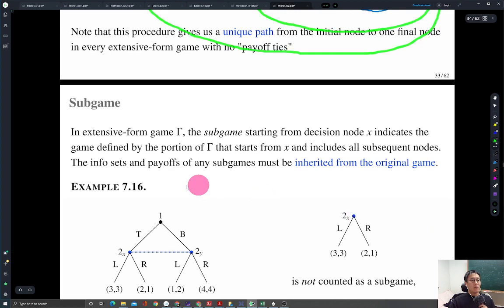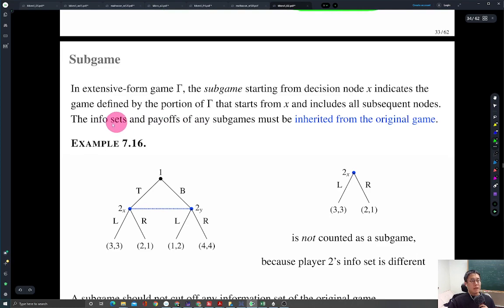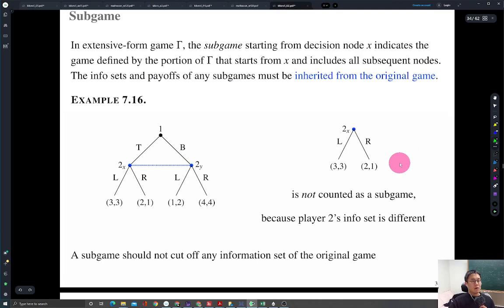But one thing we should be careful about with this subgame is that the information set must be inherited from the original game. This point can be illustrated by this example. Suppose that we have this extensive form game. Player 1 first chooses between T and B, and player 2 cannot observe player 1's behavior. So player 2 cannot distinguish these two decision nodes, so they are put in the same information set. In that situation, player 2 chooses between L and R.